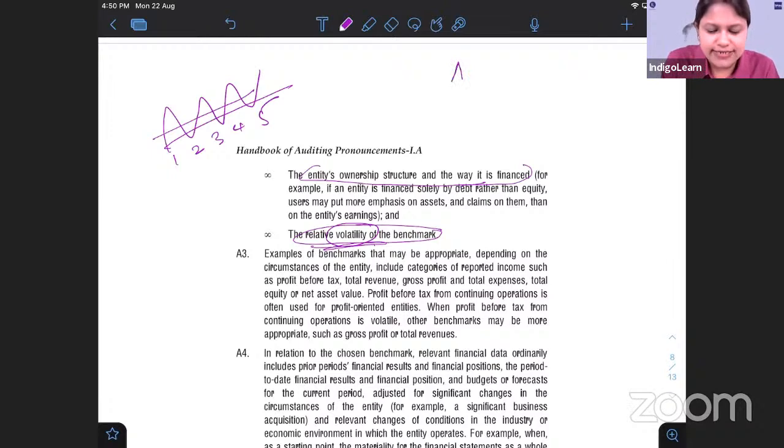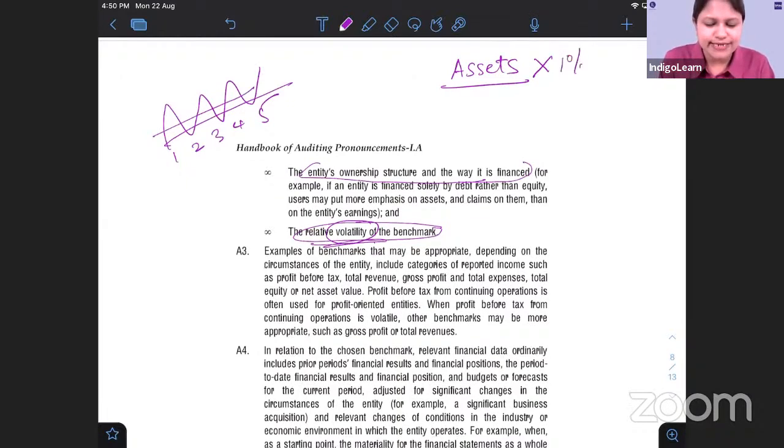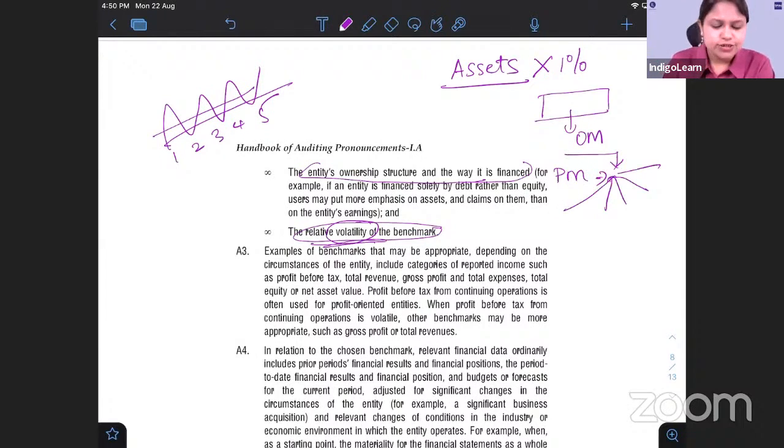Assume after considering all your factors, you picked assets to be your benchmark. Then the auditor will apply a percentage, which is purely his judgment, based on the experience or understanding of the auditor. Maybe he puts some percentage like 1%, and the figure he derives will become your overall materiality level for the financial statement as a whole, which you decide in the planning stage. Correct? And then performance materiality could be an amount lower than that, and that could be different for different items. Is the concept clear? So that is how you decide your important item, that is your benchmark.